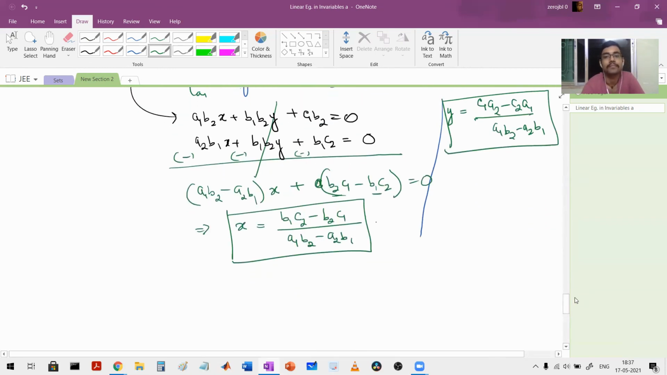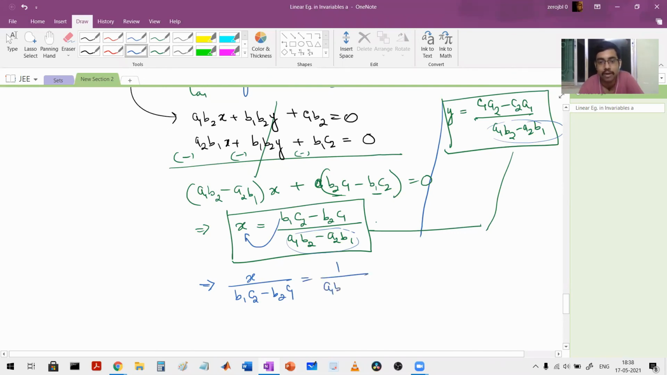Now, for this solution, notice one thing: the denominator is common in both of them. Did you see that? Can I write it like this? x by (b1 c2 minus b2 c1), I put this down here, is equal to 1 by (a1 b2 minus a2 b1). Can I write it like this?